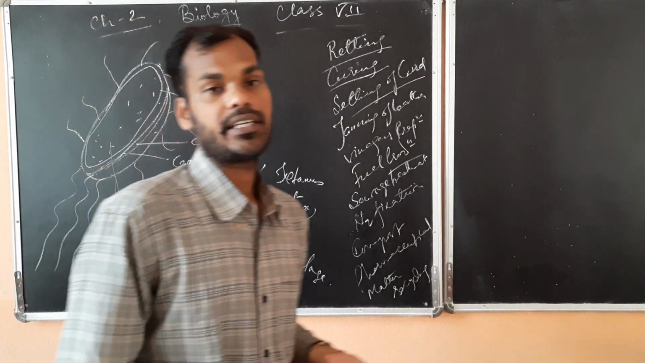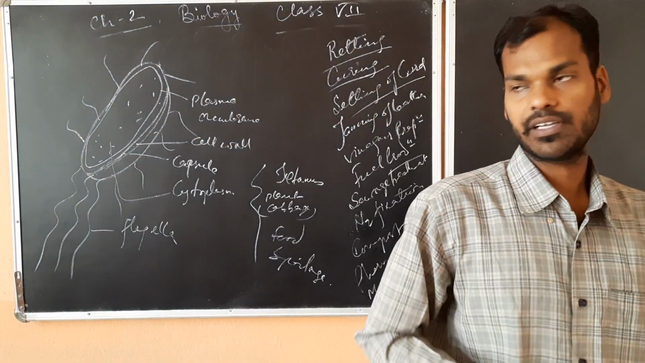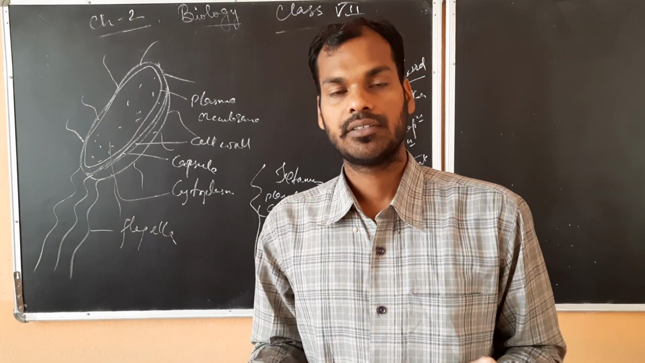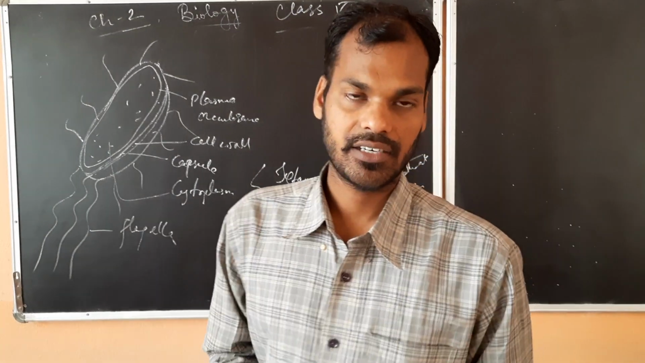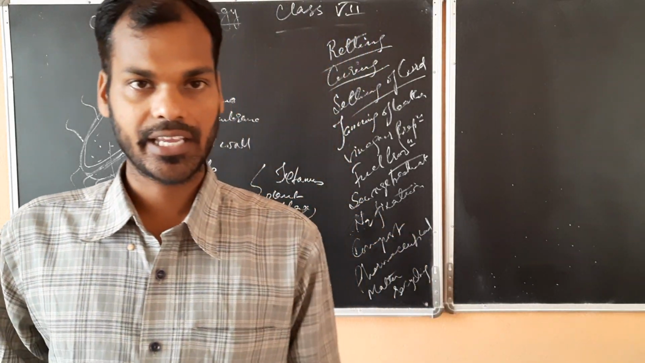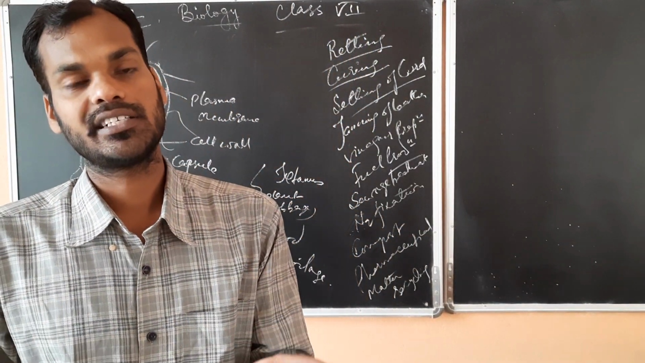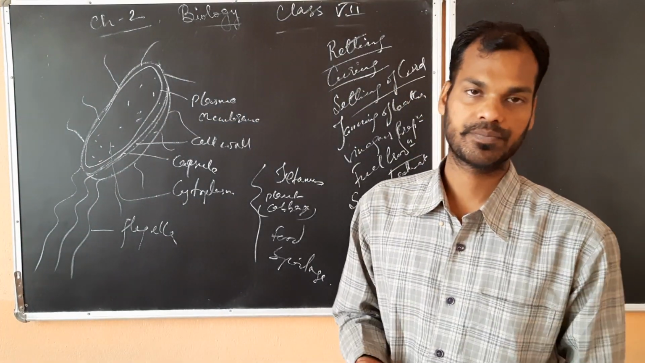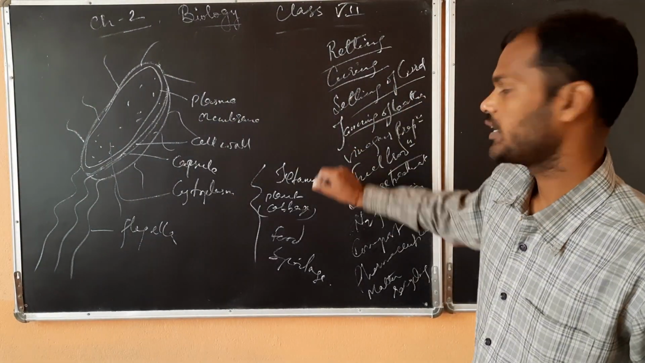Then it is tanning of leather. Tanning of leather, what is that? When the hides are separated and exposed to bacteria, the hides are converted into leather. This process is called tanning. Okay. Next is vinegar production.